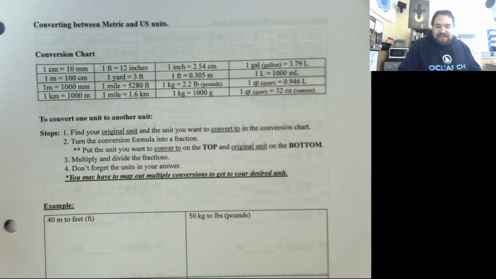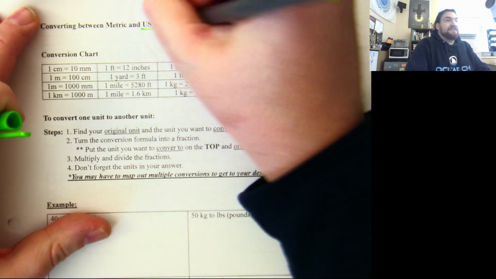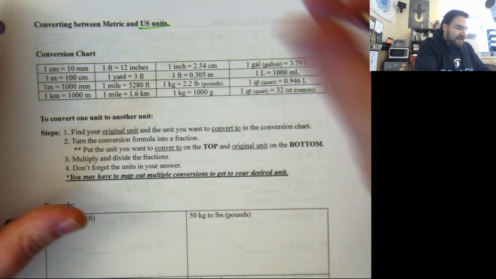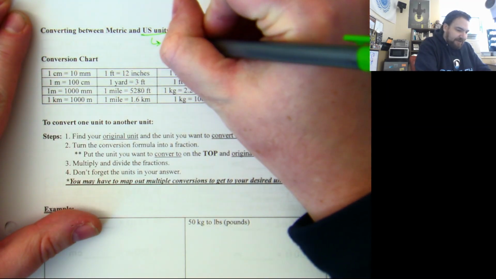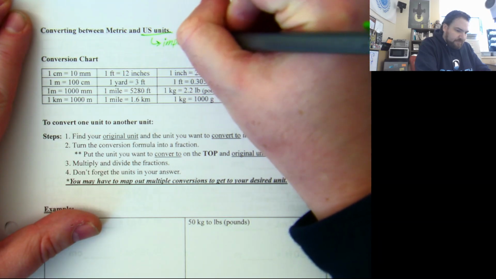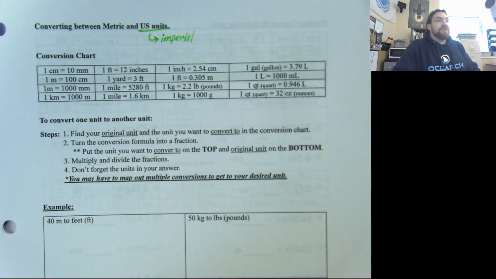So, the metric and the American system. Here we go. The U.S. system of units has a name. Ironically enough, it is called the imperial system. It is used by two countries, the United States, and does anyone know the other country? It's Myanmar, which is interesting, that they still use this system.